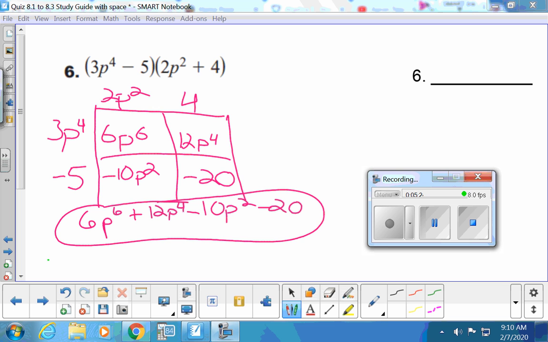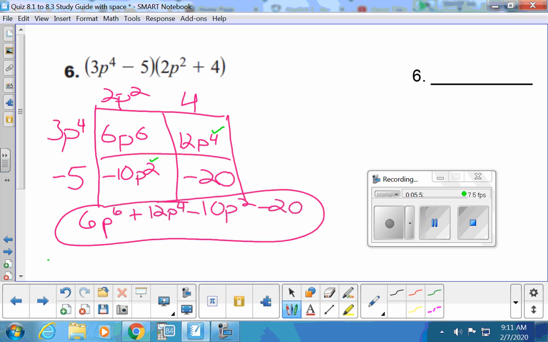Okay. We are going to go ahead and check this group. You do your 2 times your 3, you get your 6, but you're going to add your exponents. P to the 4th and p squared is p to the 6th. Very good. 3p to the 4th with the 4 is 12p to the 4th. Negative 5 and 2p squared is negative 10p squared. And negative 5 and 4 is negative 20. Now, normally, we can combine these diagonal boxes. But if you have a p squared and you have a p to the 4th, they are not like terms.